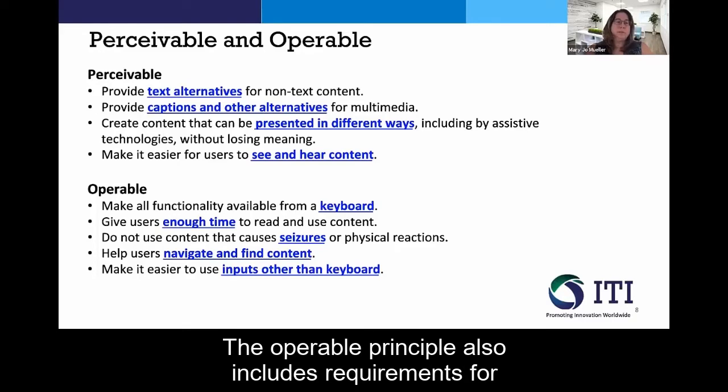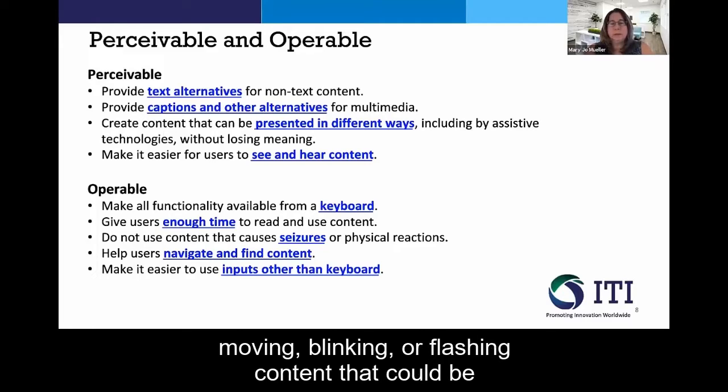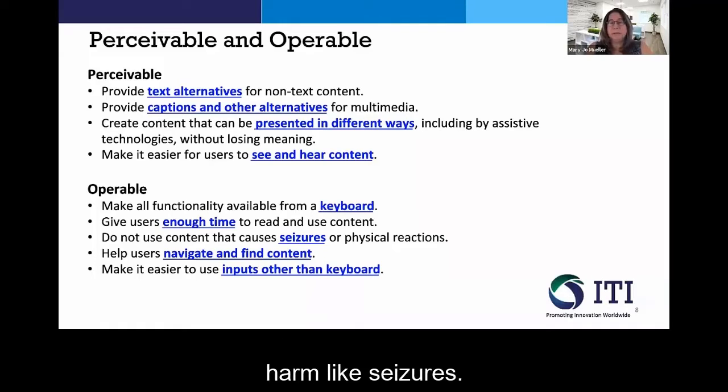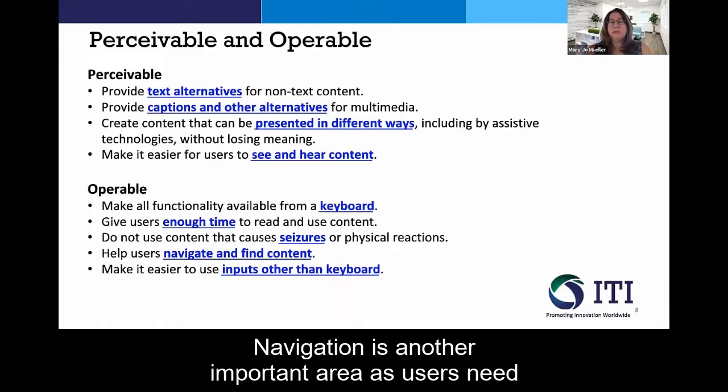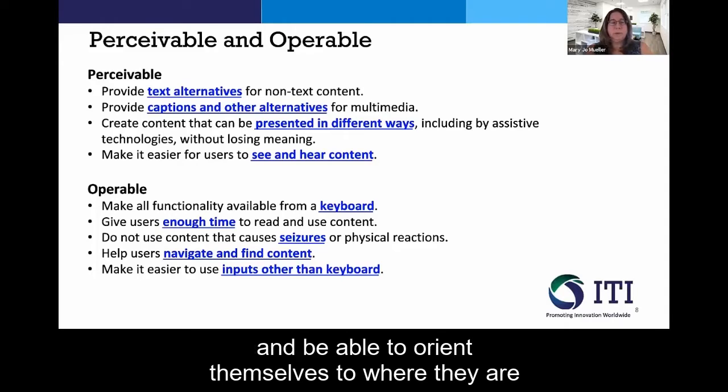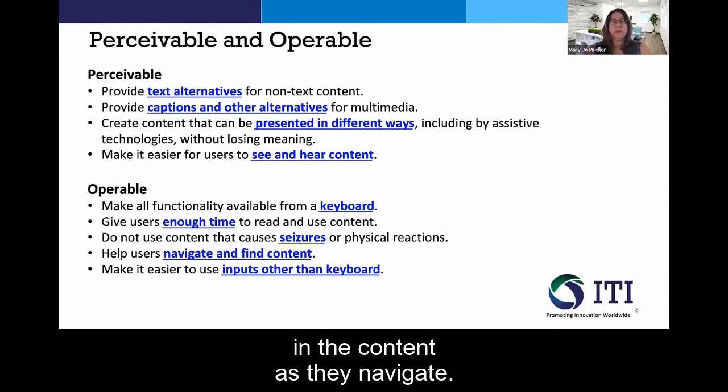The operable principle also includes requirements for moving, blinking, or flashing content that could be distracting or cause some sort of physical harm, like seizures. Navigation is another important area, as users need to have easy ways to navigate, find what they're looking for, and be able to orient themselves to where they are in the content as they navigate.